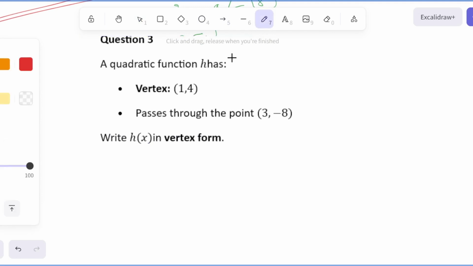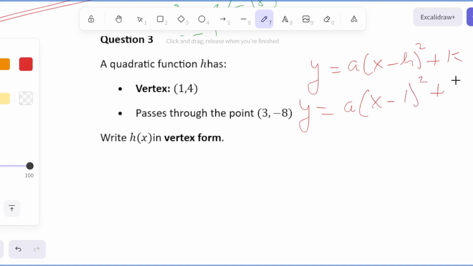So again, the vertex form. What is the vertex form? y equal to a times x minus h square plus k, where h and k are the coordinates of the vertex of the parabola, and a is the same as we have discussed. It will tell us about the vertical stretch and the vertical compression. And if the sign is positive or negative, it will tell us whether it's facing upwards or downwards. If it is a positive a, it will be facing upwards, and if it is a negative a, it will be facing downwards. Now you can put the coordinates of the vertex. So y equal to a times x minus 1 square plus 4.